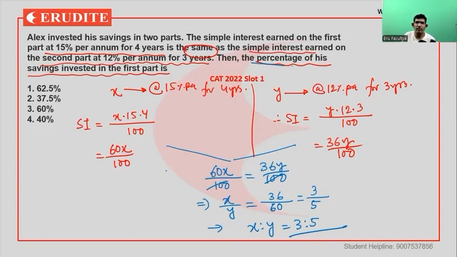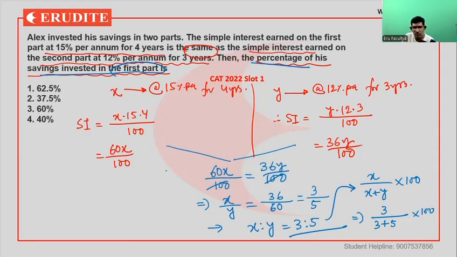Now from this, I have to find the percentage of his savings invested in the first part. That means X. What is X out of the total savings? That means X upon X plus Y into 100. So from this, what do I get? So X is, let's take 3 rupees, and X plus Y will be 3 plus 5. That is the simplest, which is 3 by 8 into 100. So 3 by 8 means 1 by 8 is 12.5%.